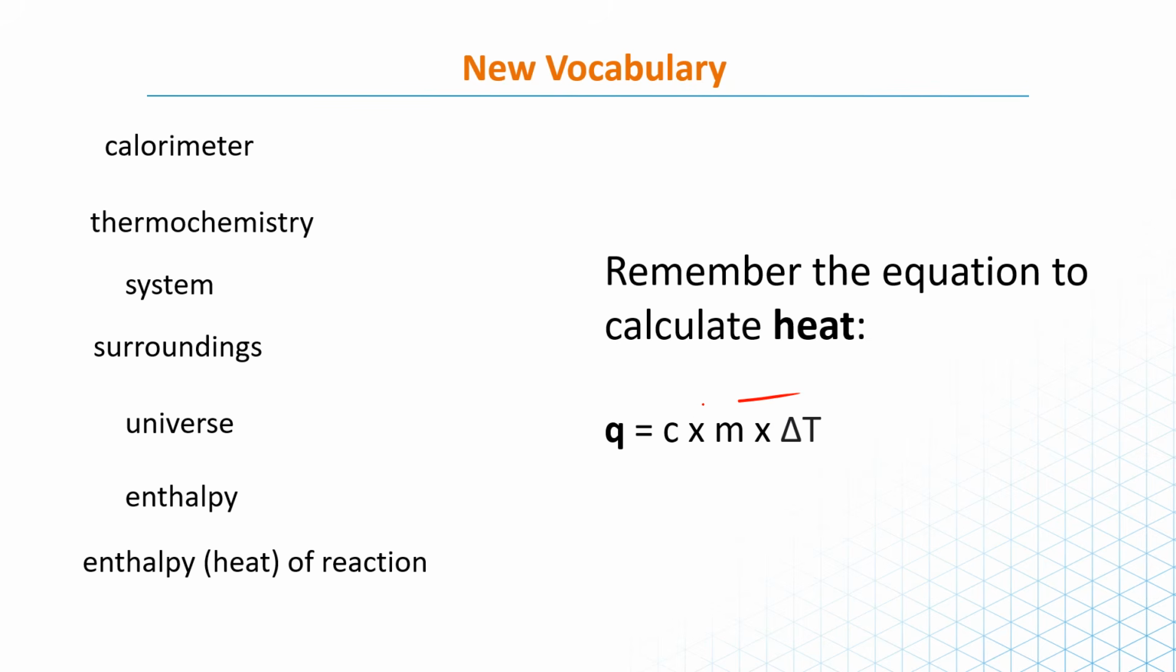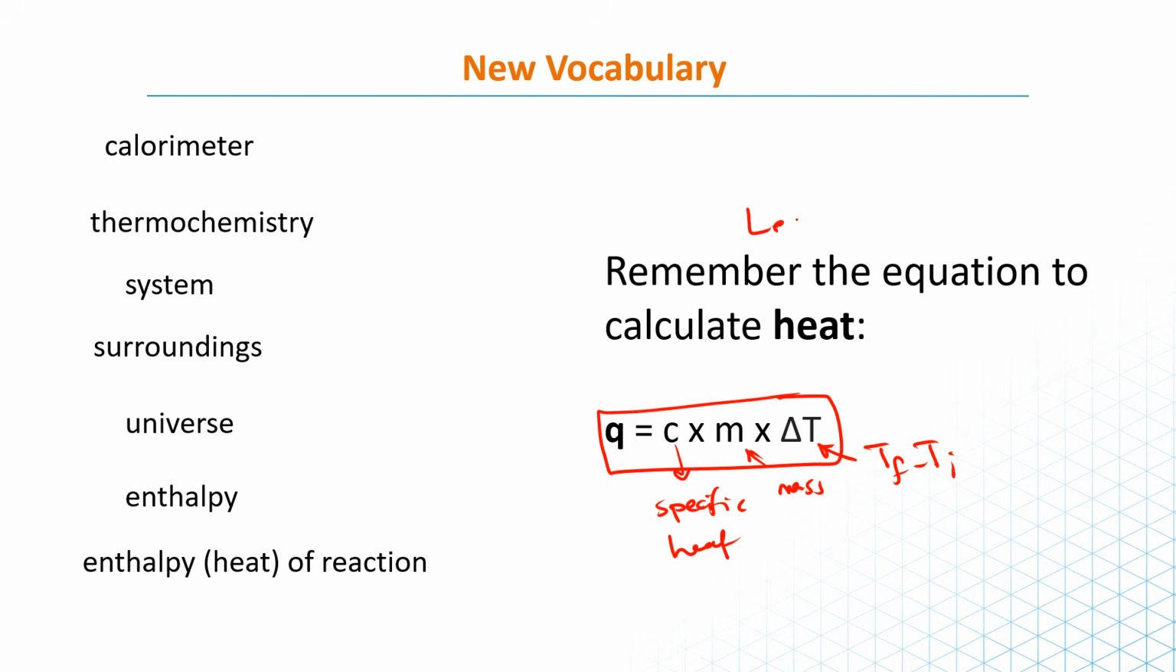And very important for you to remember, how do we measure heat? Q is equal to C, which is the specific heat, and m is the mass, and delta T is T final minus T initial. This was from lesson 1 that we covered in the previous video.